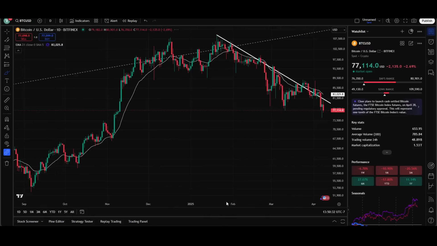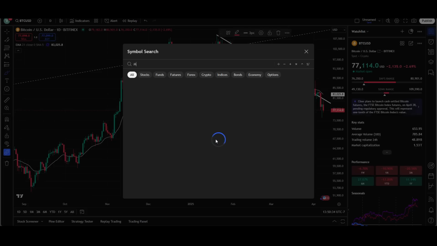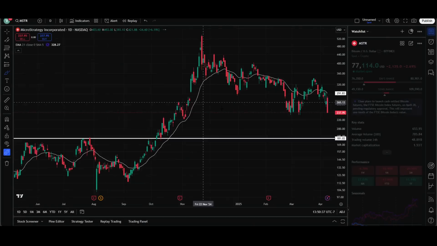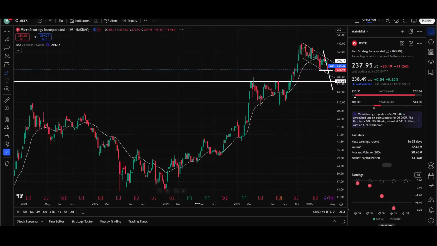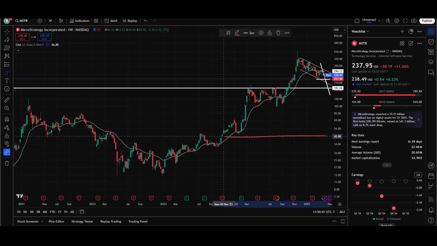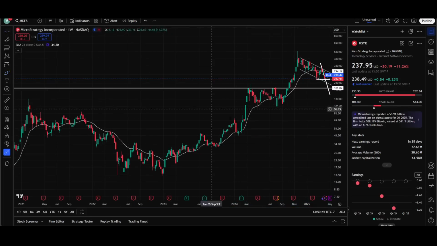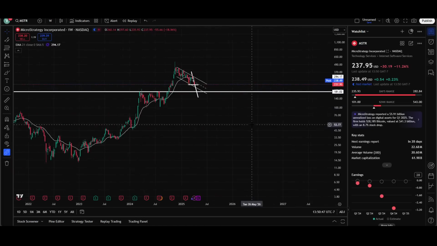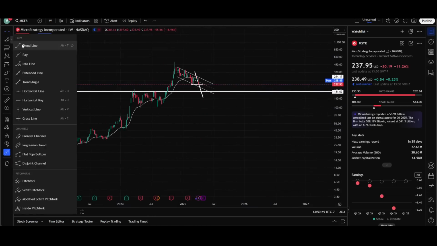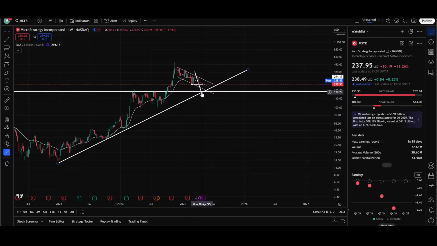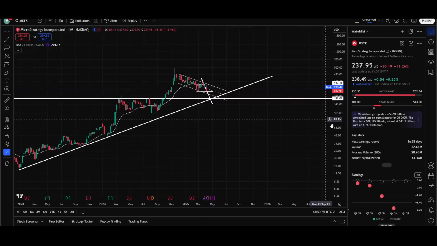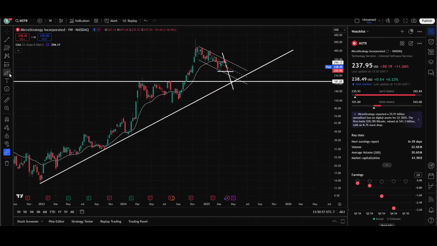Let's go back to MicroStrategy real quick. That was just to show you guys an example of the long-term chart for Bitcoin. MicroStrategy is bearish in the short term, but long term, let's take a look at the weekly chart right over here. And we're still above this bullish trend line right over here. So that's a good sign. And that coincides with that 178 level. So you see how well this all comes together.